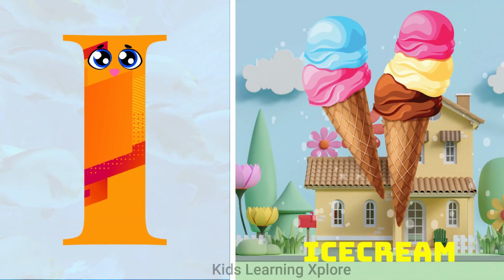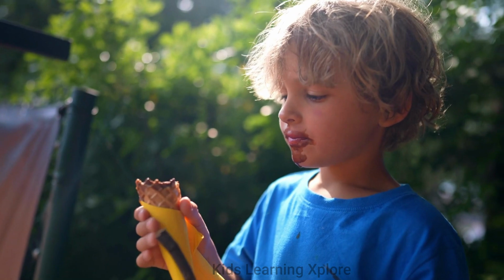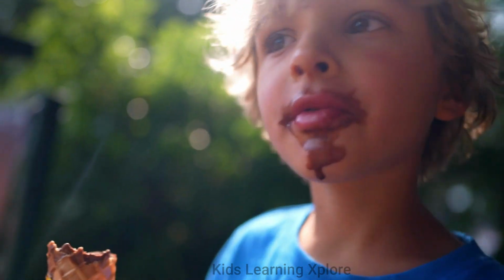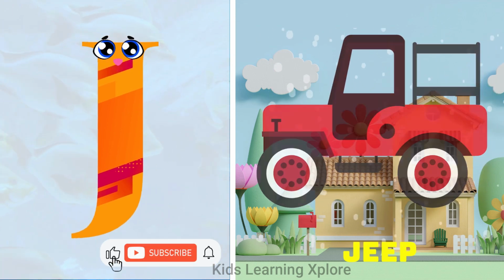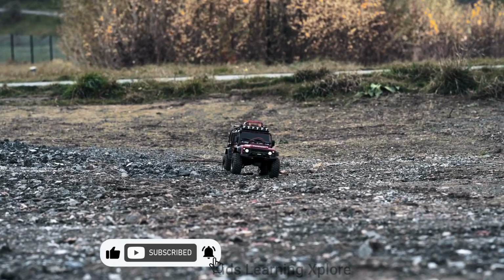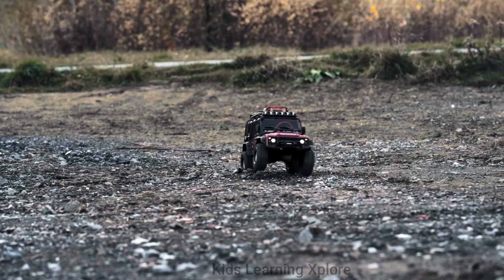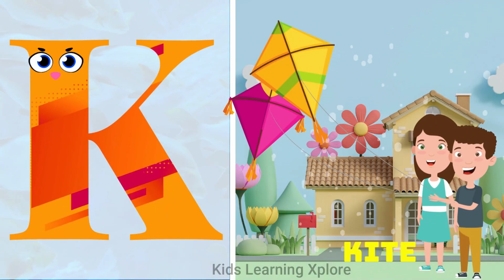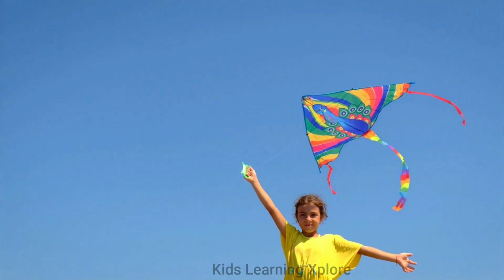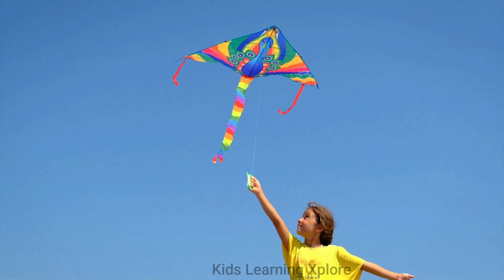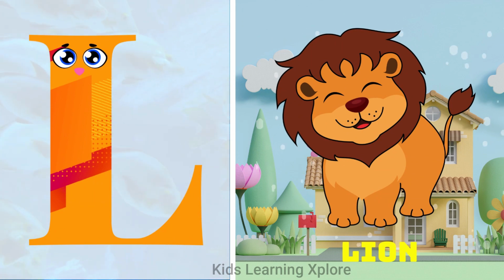I for ice cream. J for jeep. K for kite. L for lion.